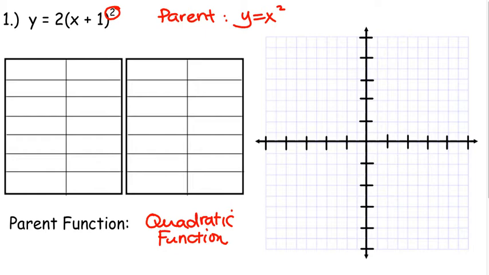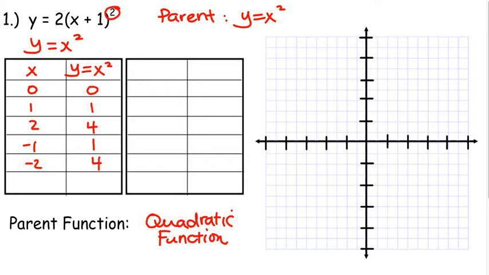So in the first box here, I'm going to go ahead and create our parent function ordered pairs, and I'll graph those out. So we have our x, and then we have our y. The values we're going to choose are 0, 1, and 2, negative 1, negative 2, and we're going to evaluate the function. So 0 times 0 is 0, 1 times 1 is 1, 2 times 2 is 4, negative 1 times negative 1 is 1, negative 2 times negative 2 is 4.